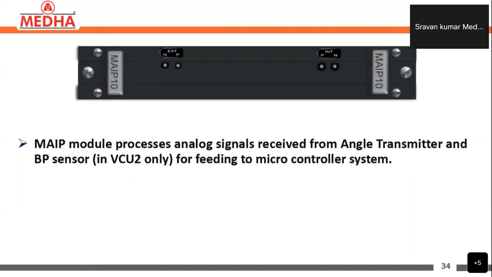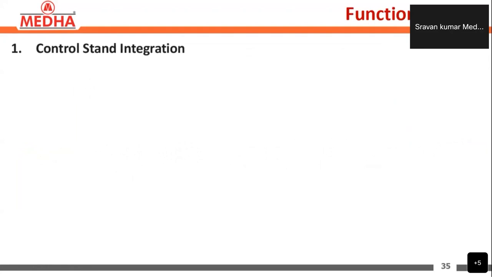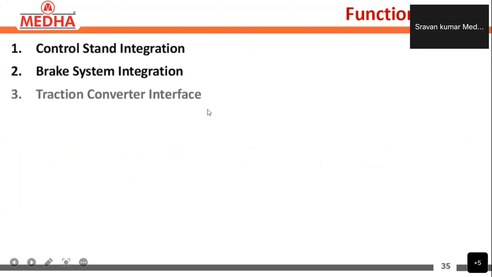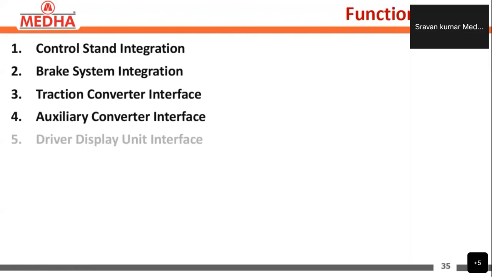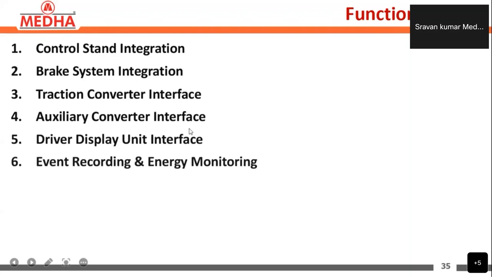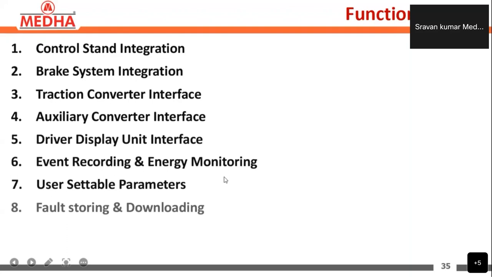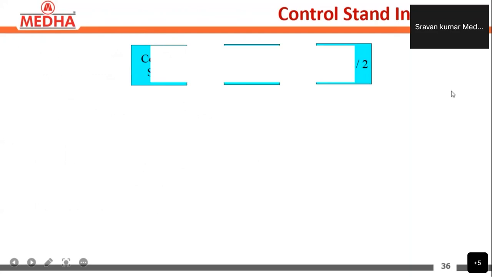So next, coming to the functions of the VCU. So what are the functions of the vehicle control unit? So here we can see the control stand integration, brake system integration, traction converter interface, auxiliary converter interface, driver display unit interface, event recording and energy monitoring, user settable parameters, and fault storing and downloading. So these are the functions of the vehicle control unit. So next we will see each and every function of the vehicle control unit in detail.